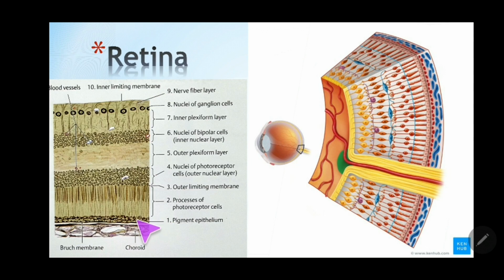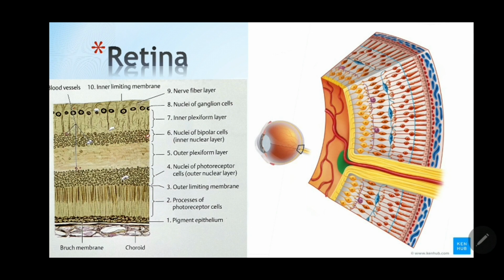Now see, this is the pigment epithelium. I told you the purpose is to absorb the light, so that it does not reflect and get scattered. It actually is like a dumping ground where all the light gets converged and absorbed in the pigment epithelium. Then this is the layer, you can see this much is the layer of processes of photoreceptor cells. Processes of the photoreceptor cells are actually the receptors, and these are the peripheral processes, and they are either the rods or the cones.